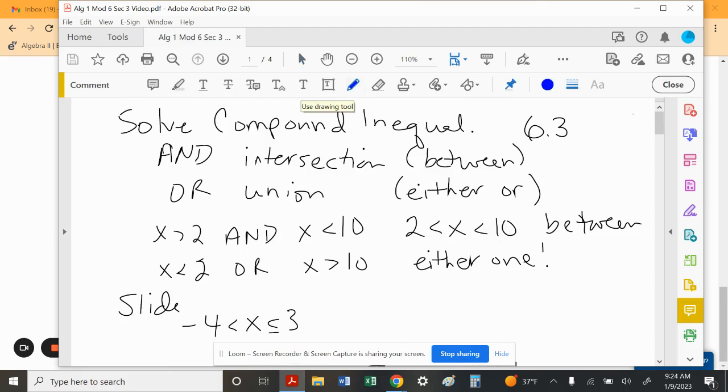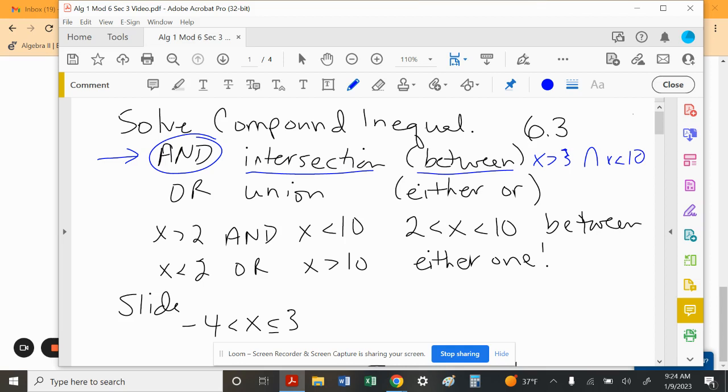But first off, we have one where we're going to use the "and" intersection, which is really between. That's called an intersection, and it means that the number is in between somewhere. So if we say that x is greater than 3 and, intersection means this, that's the little symbol for intersection, and x is less than 10, that means that x is between 3 and 10.